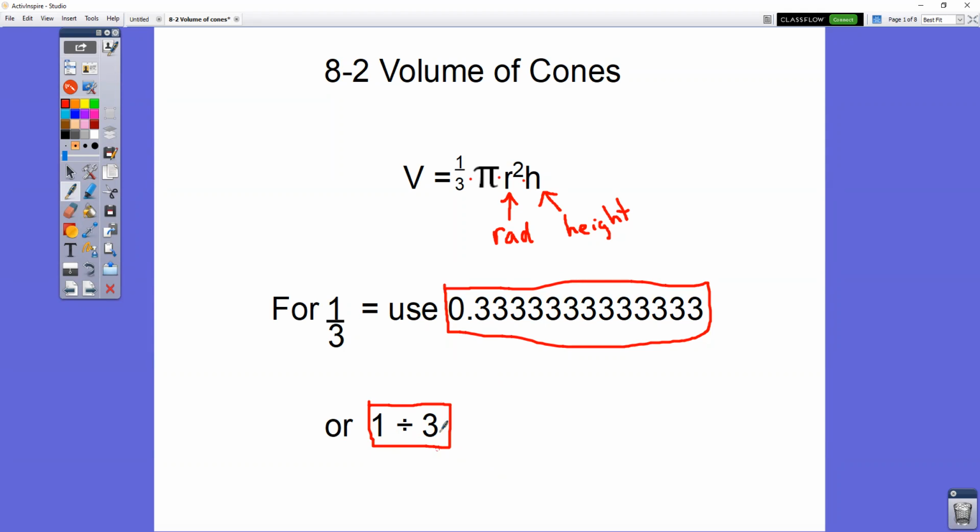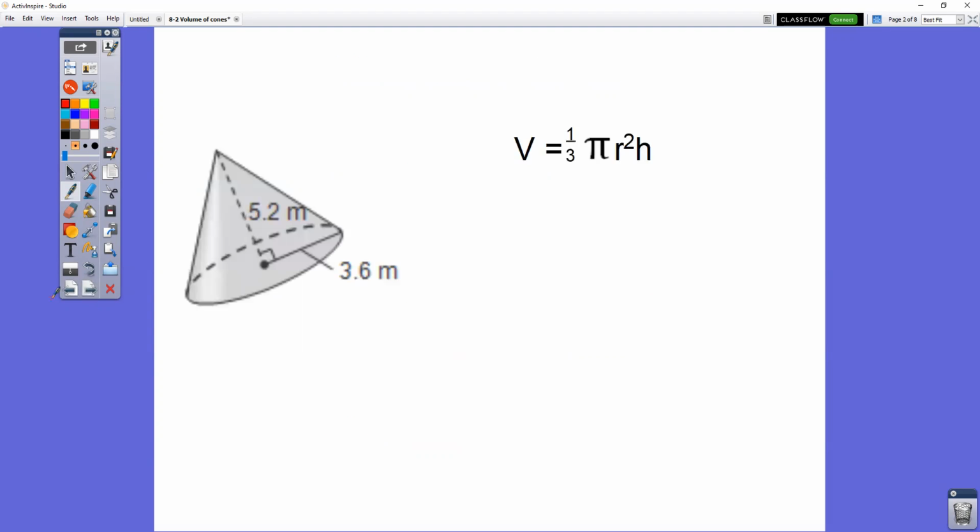Probably the safest way is to just do 1 divided by 3. So anyway, that is the formula that you have to use for every problem today. Just like yesterday, we have to leave answers in terms of pi and rounded to the nearest tenth. So we need to find our radius and we need to find our height.